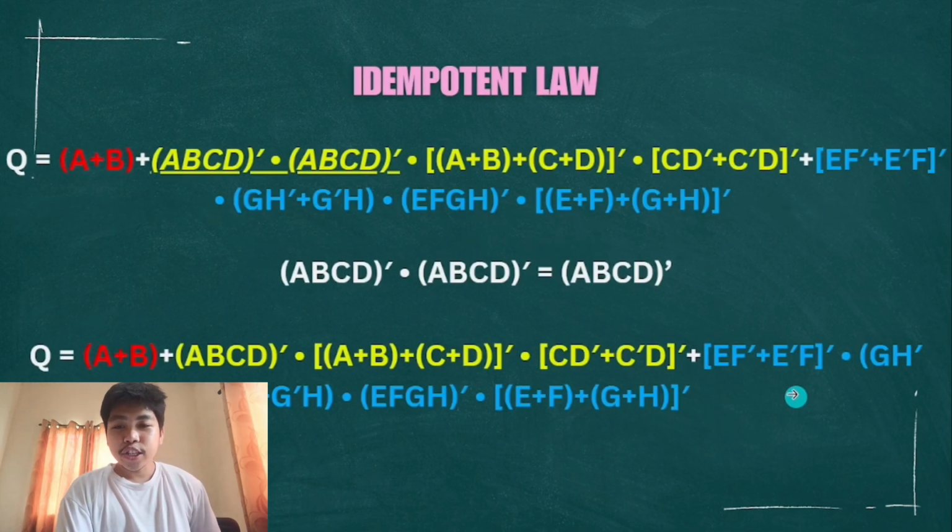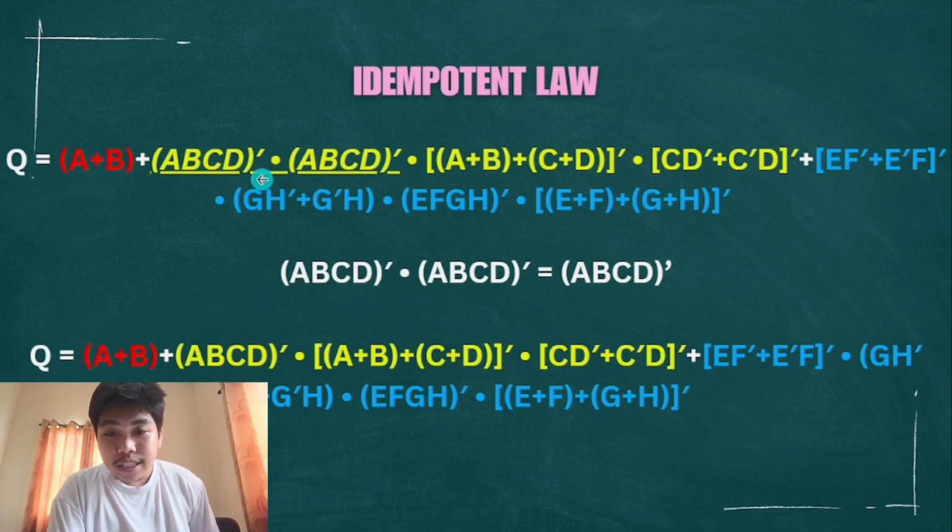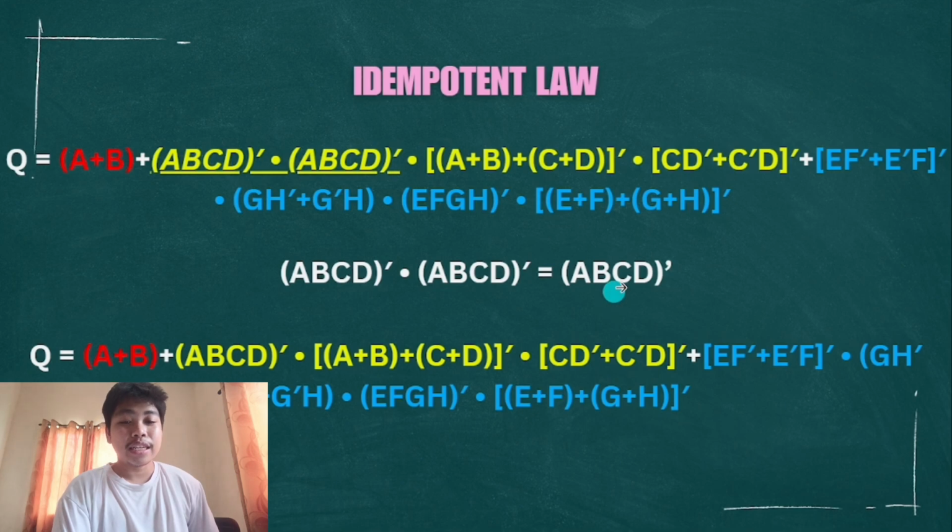Since the red term A plus B is already simplified, we will now move to the first term of the yellow group, which is ABCD' times ABCD'. The first step we will do is apply the idempotent law, which tells us that repeating the same value with AND doesn't change the result. So since this is our repeating value with AND, ABCD' times ABCD' is just equal to ABCD'. Now this is our updated expression with our simplified term from the yellow group.